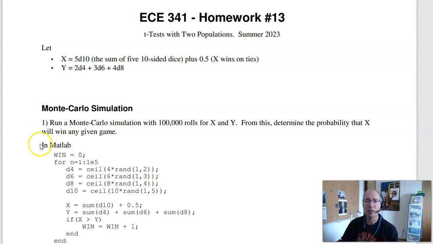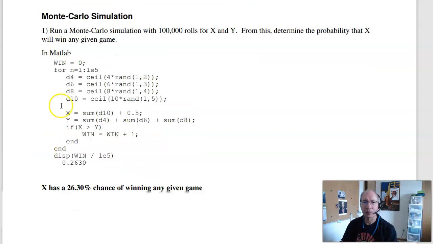Well, one way to do that is a Monte Carlo simulation. I'll roll the dice one time, find X's score, find Y's score. If X is more than Y, X wins. Repeat 100,000 times. If I do that, X wins 26% of the time. So that's one way to calculate the odds of X winning.